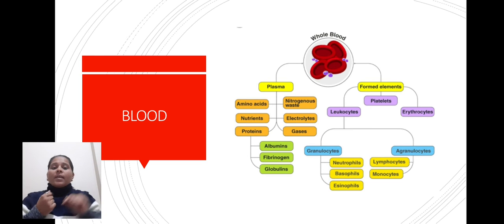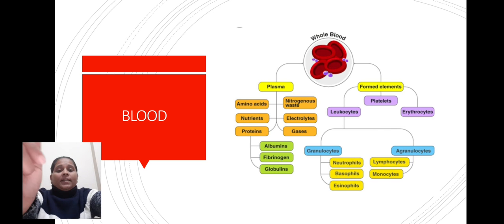And agranulocytes include monocytes and lymphocytes. And what is platelets? Next one is platelets. Platelets are also known as thrombocytes. What is a thrombocyte or platelet?